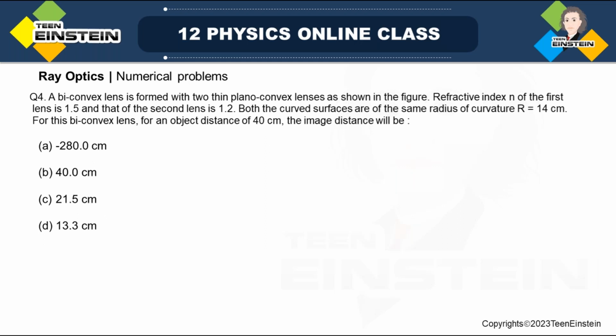Now here is another question. This is also a very good question. Let us solve this. A biconvex lens is formed with two thin plano convex lenses as shown here. Look, sorry, this is shown here like this.